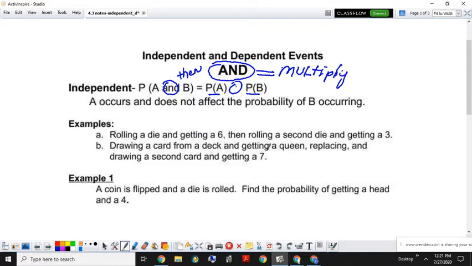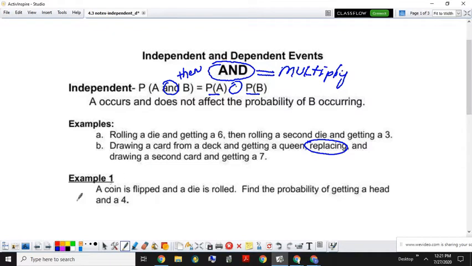Drawing a card from a deck and getting a queen, replacing that card, shuffling, you have to shuffle, and then drawing a second card and getting a 7. They have no effect on each other. The key to this one is the replacing and reshuffling. So if I replace, it has no effect on each other. If I don't replace, then that's something called dependent, and that's what we'll do next.